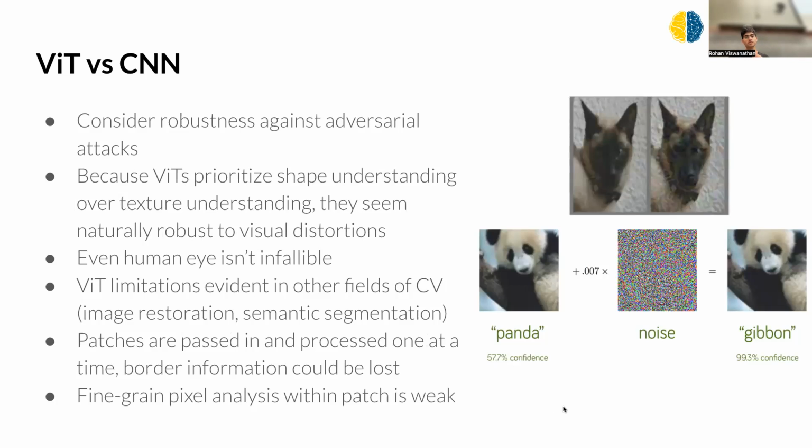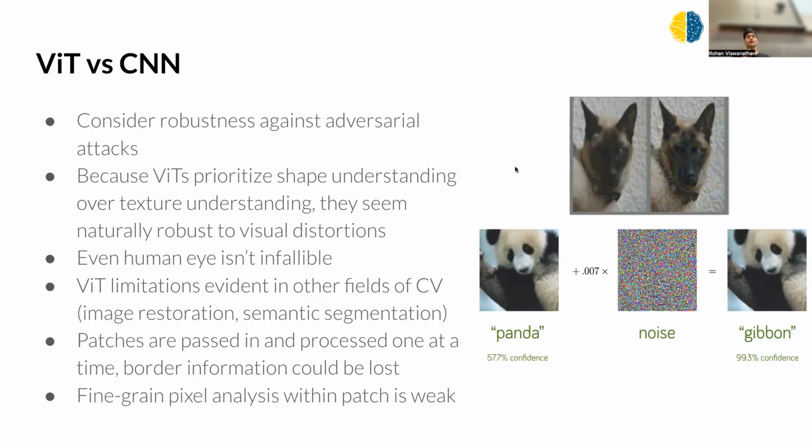Now, we can consider this in the lens of robustness against adversarial attacks. Because ViTs prioritize a shape propensity over a textural understanding, they seem naturally robust to visual distortions, right? Even the human eye isn't infallible. One of these is a cat and one of these is a dog, and it's really hard to tell which one is which. I think on the left is a cat and on the right is a dog, but they look really similar. The only differences are subtle differences in the nose and maybe the eyes and the bottom.